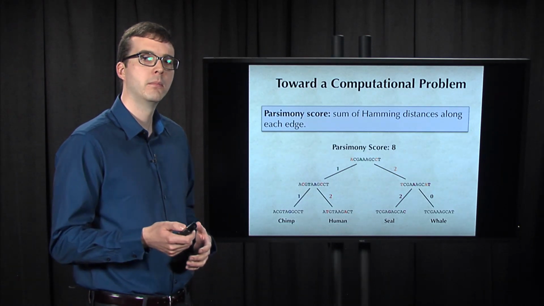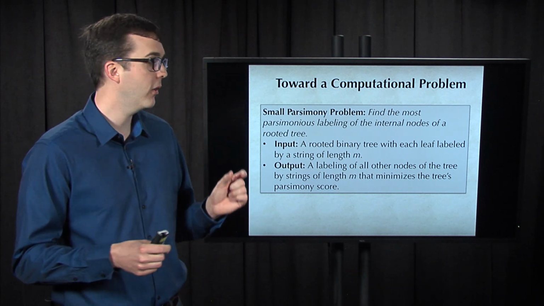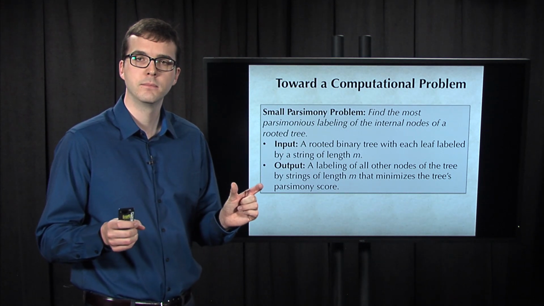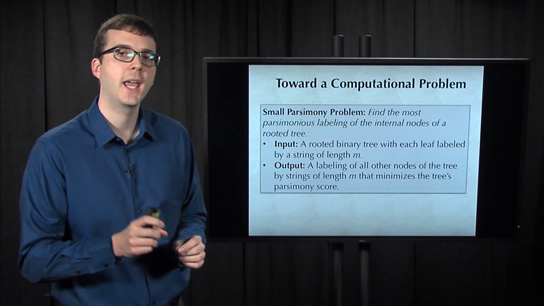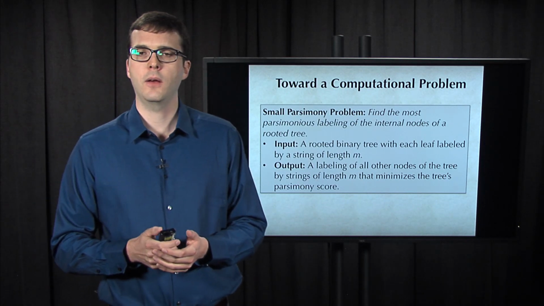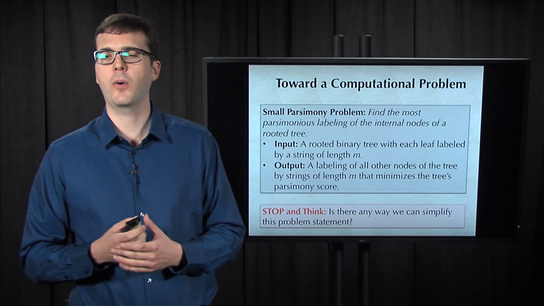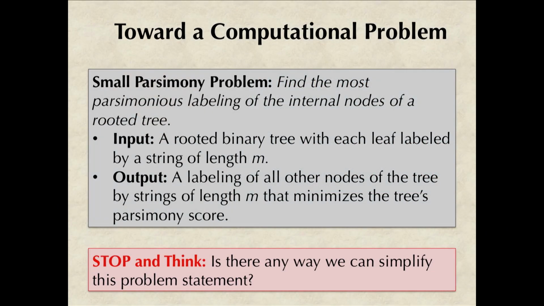and this discussion brings us to the small parsimony problem, in which we're given a rooted binary tree whose leaves are labeled by strings of length m, and our goal is to assign ancestral sequences to this tree in order to minimize the parsimony score. Now, this seems like a difficult problem. Is there going to be any way of simplifying it?